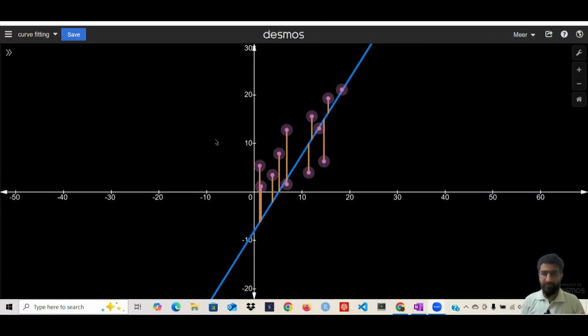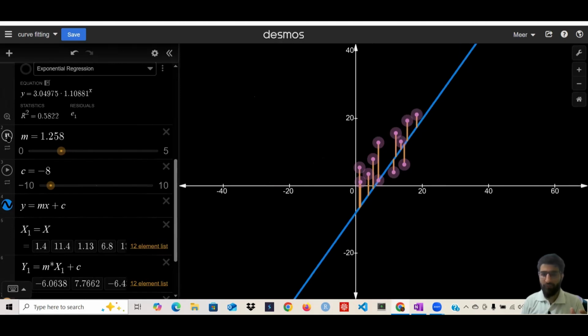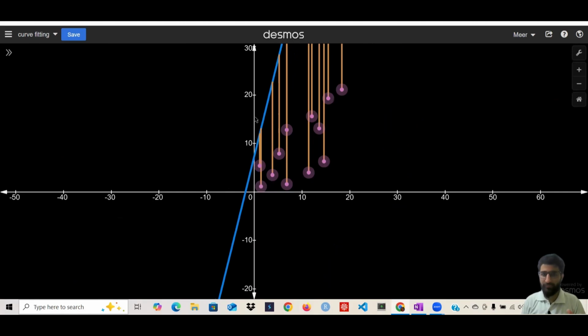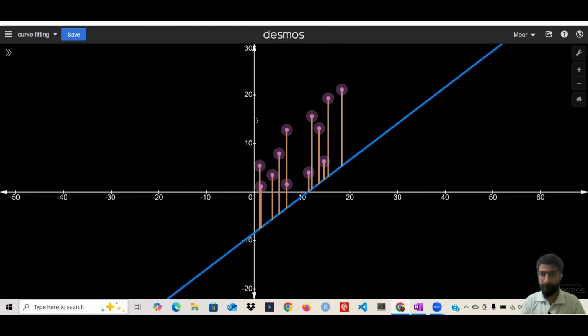Consider the set of data points in the xy plane denoted by the pink dots and a line which we are trying to adjust such that its distance, which I am denoting with orange line segments, is minimum. How will we tune the parameters of this line which makes the distance from each point minimum?